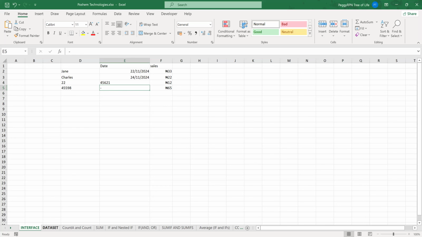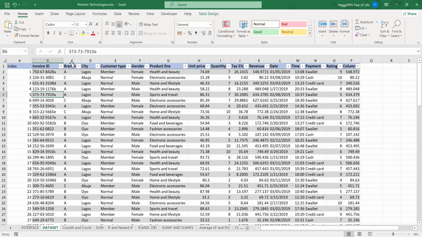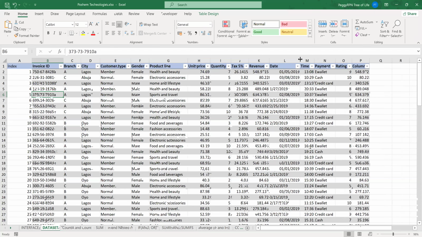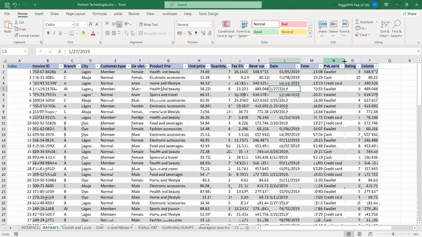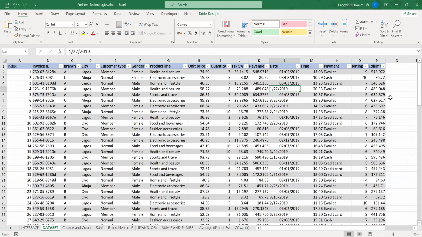So look at our data sets here. You can see that this one is text. Branch is text. Customer type, text. Now coming to the unit price, see it's now to the right. Quantity to the right. Tax to the right. The numbers. Revenue to the right. Date to the right. Now you can see that some are not to the right. So this is actually an error that we have to fix. Then time is number to the right, payments, text to the left, written like that.